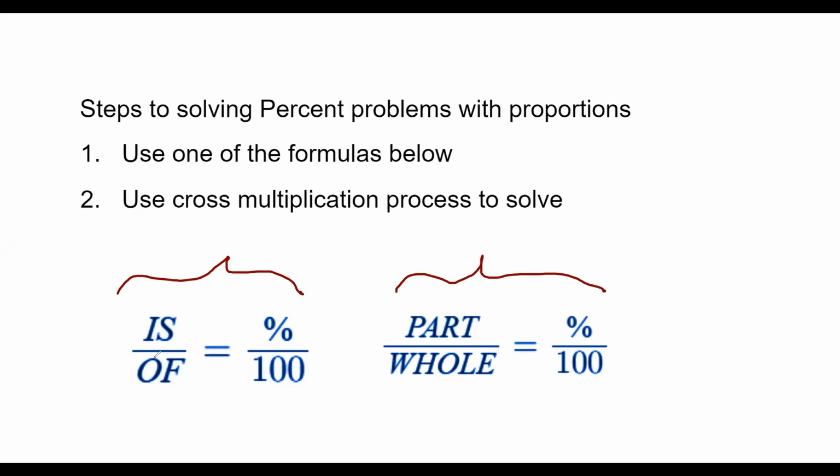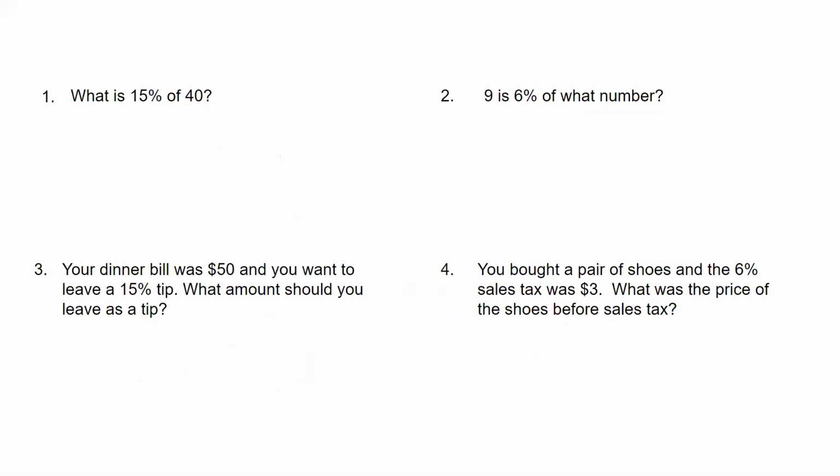So it's the first part, the part on the left, that's different. Is over of. Is usually the smaller number. Of is the larger number. In the second formula, we use the word part and whole. This sometimes is more helpful when you're trying to solve a word problem, and we'll go through some examples of that in a moment. After that, we're going to use cross multiplication to solve these proportions. Let's take a look at some sample problems.